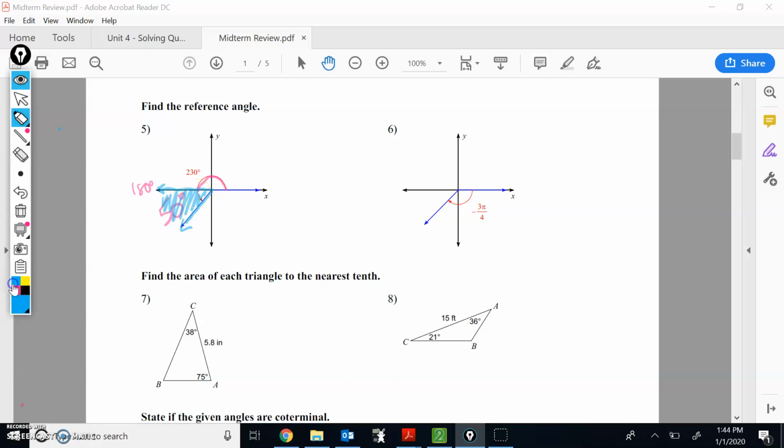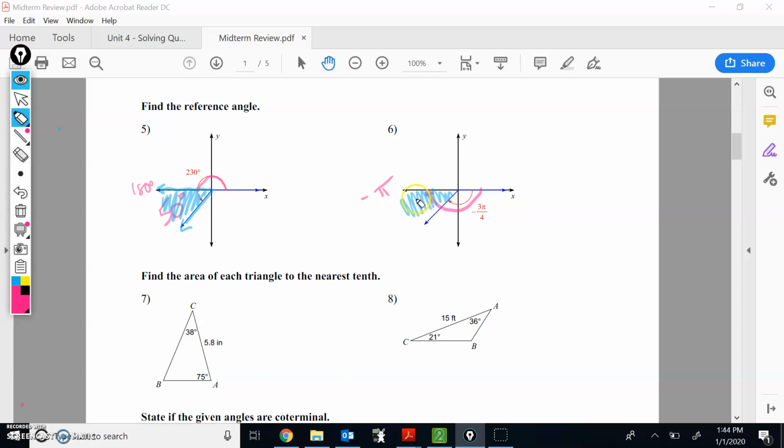Let's do number 6. I'm going to shade in what we need to know. The reference angle is right here. Again, it's between the x-axis and the terminal side of the angle. We're given that going backwards, that is negative 3 pi over 4. But a half of the circle is pi, or going backwards in this case is negative pi.